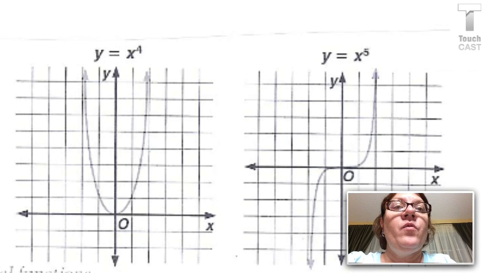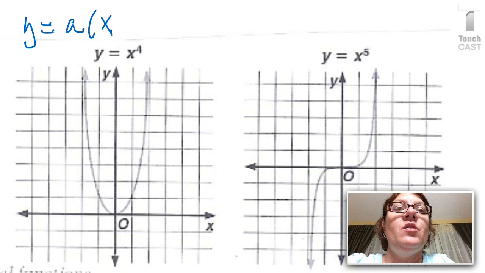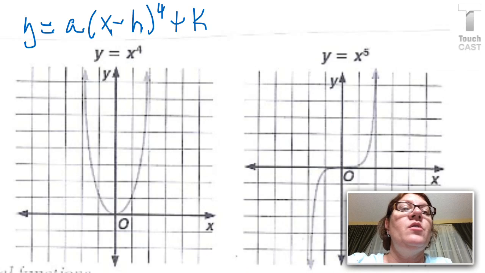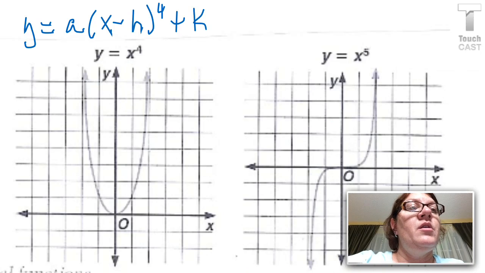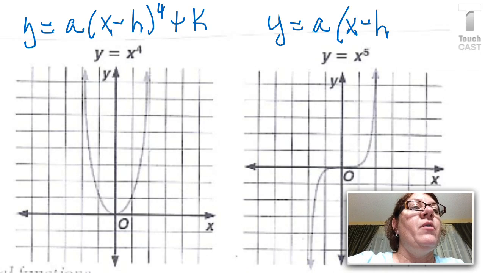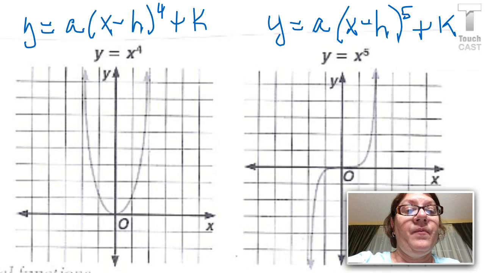Of course, similar for the degree 4 polynomial, the only difference being that the x minus h is raised to the 4th. And of course on the degree 5, the only difference is that I have a power of 5 on the x minus h. So they all work very similar.